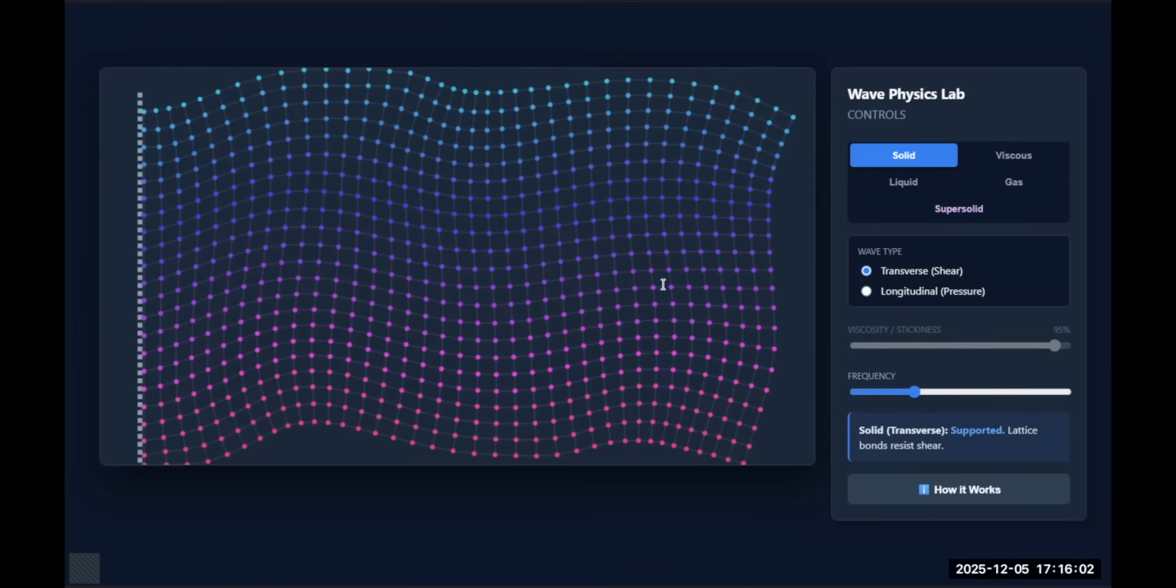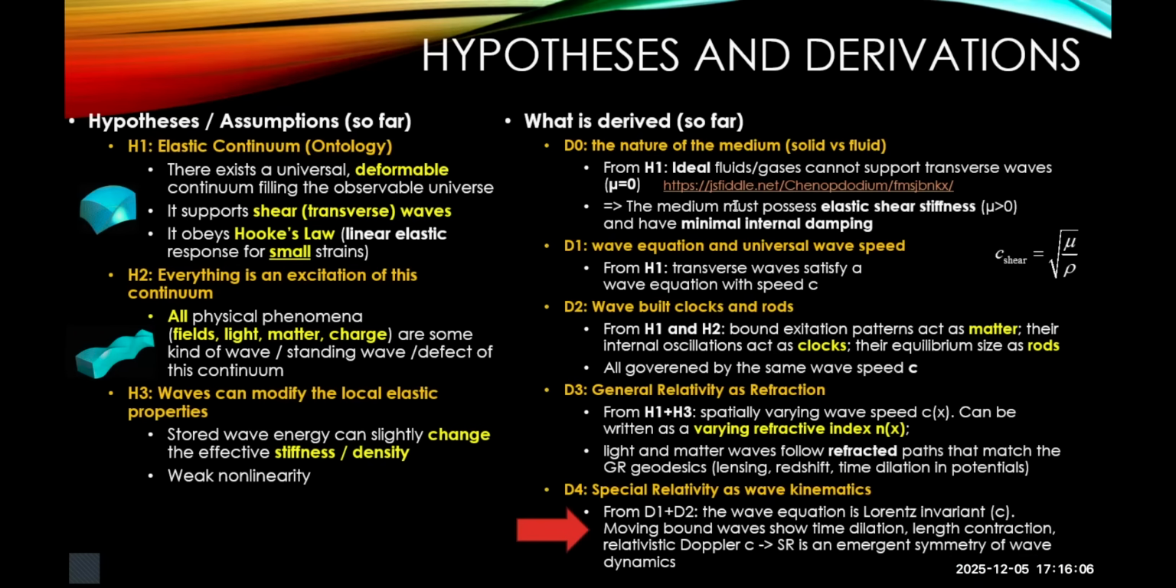So it needs to be amenable to transverse waves, and we know that because of the existence of light. Light is polarizable, right? We can polarize it. So we know it has to be transverse. It can't be a longitudinal wave. We know it's a transverse wave because of the polarization.